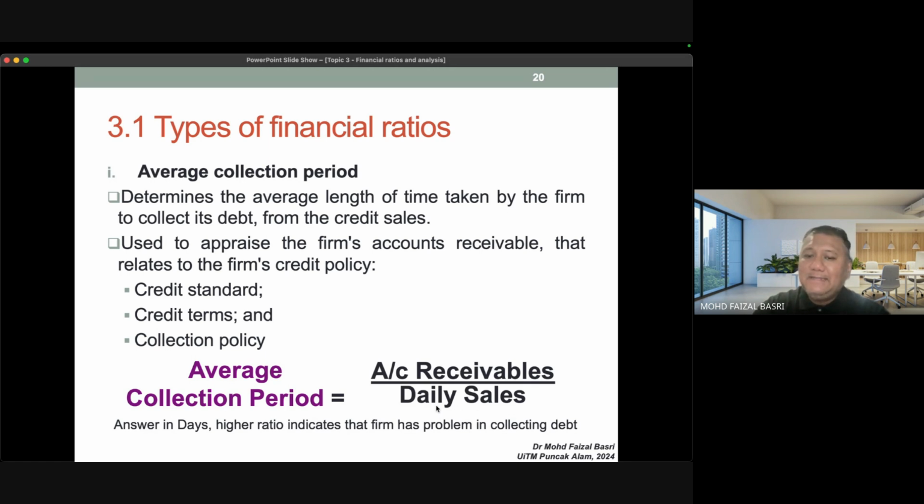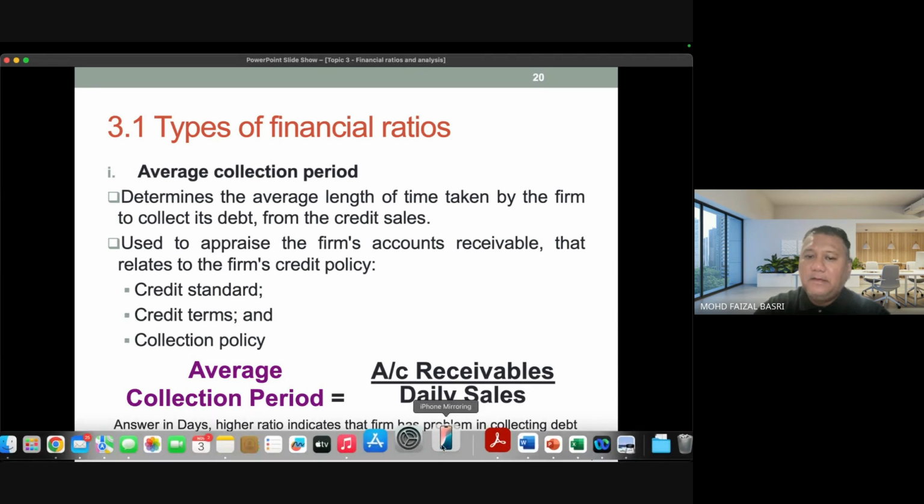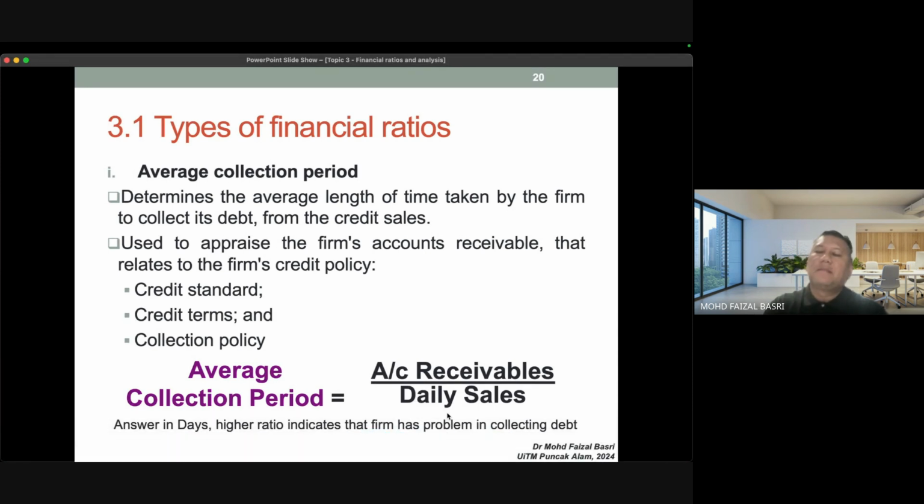But daily kat sini indicates sales yang kita kena divide by 360 days. Okay, dalam finance kita punya calculation of number of days kita gunakan 360. So therefore, in order to get daily sales, kita ambil amount of sales yang dalam income statement tu, and we're going to divide that with 360 in order to get it in daily sales.